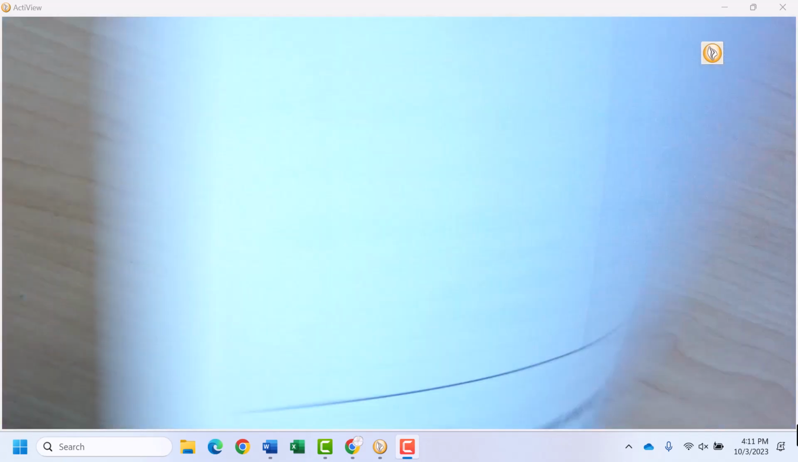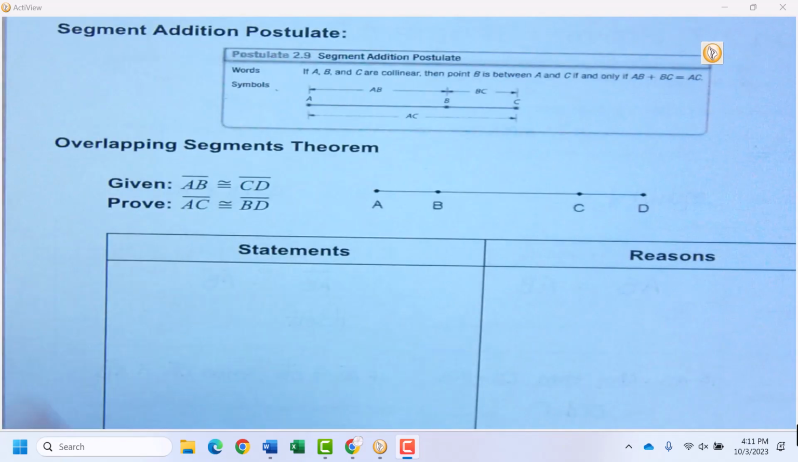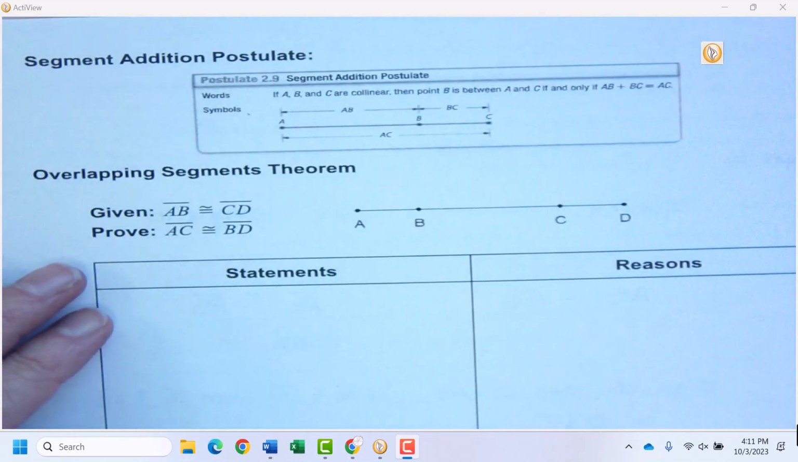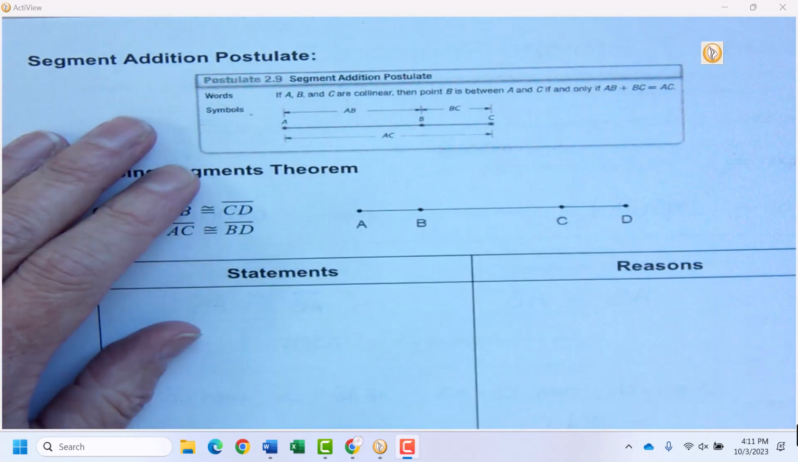Let's flip over. One of the things in our learning targets is to talk about the segment addition postulate. It's another one that we'll be using all year. Let's take a look at what it says.